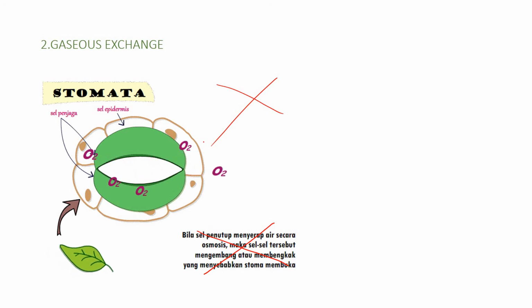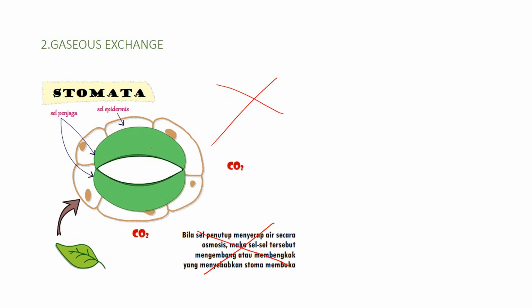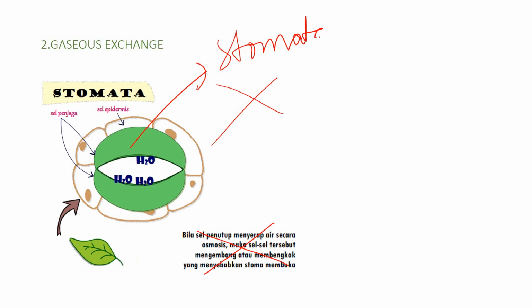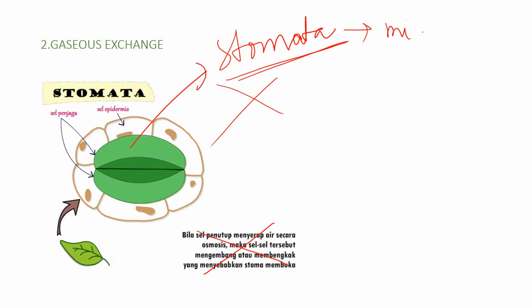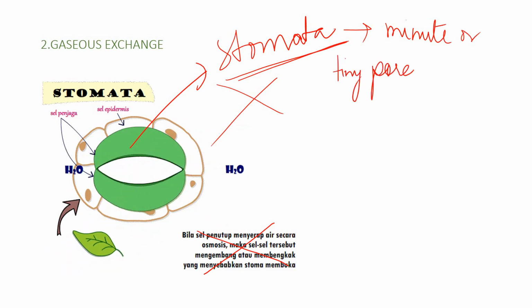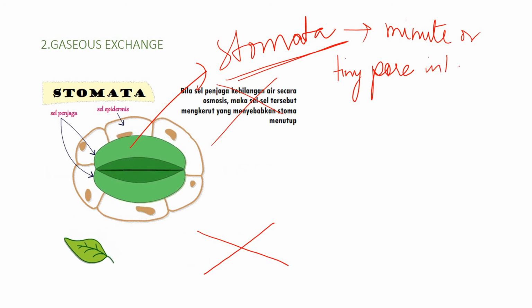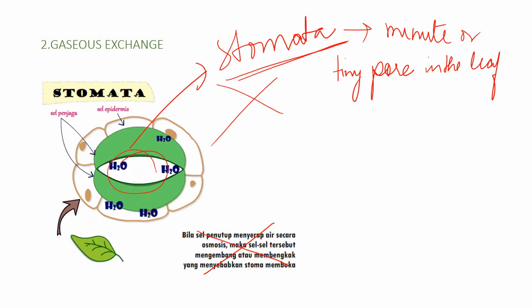Now how does gaseous exchange take place? Each leaf has specialized structures called stomata. A stoma is a minute or tiny pore in the leaf. You can see this pore here, and this is the stomata.